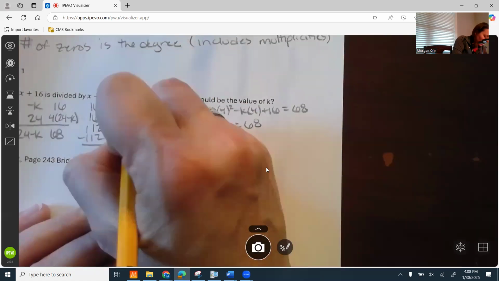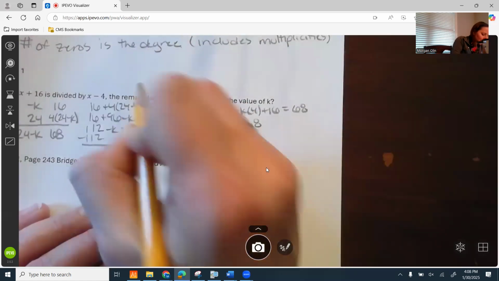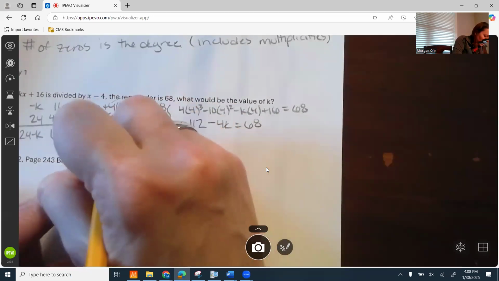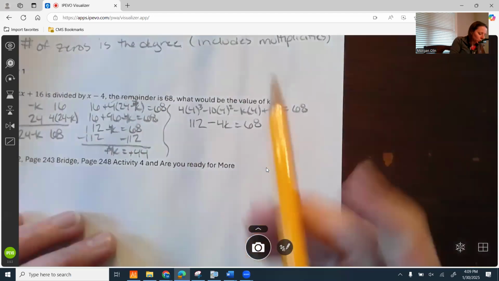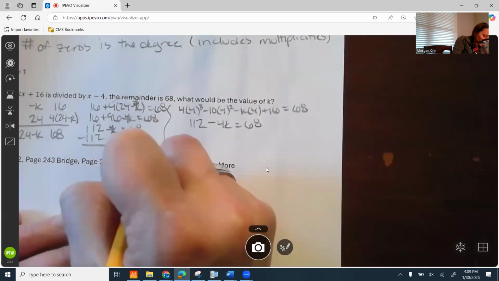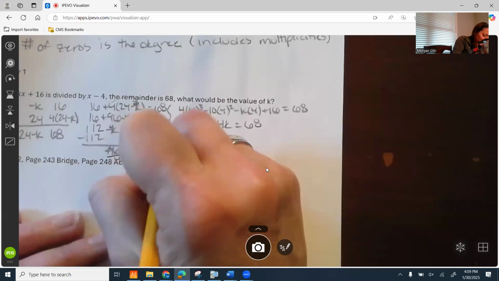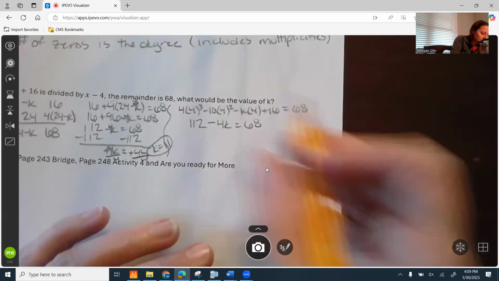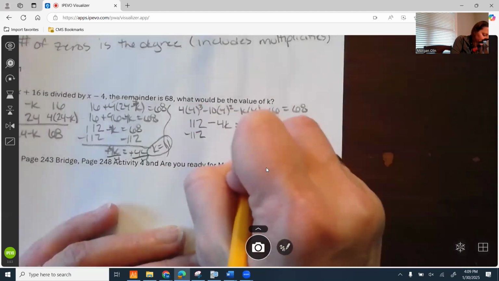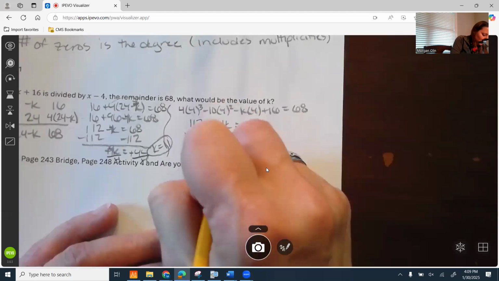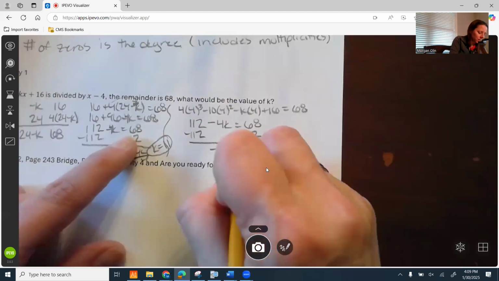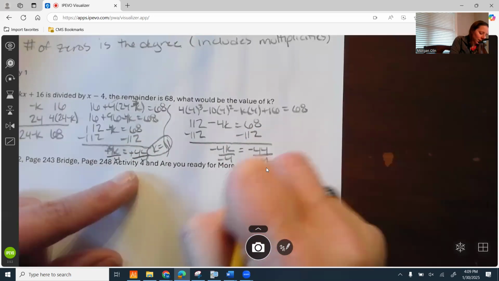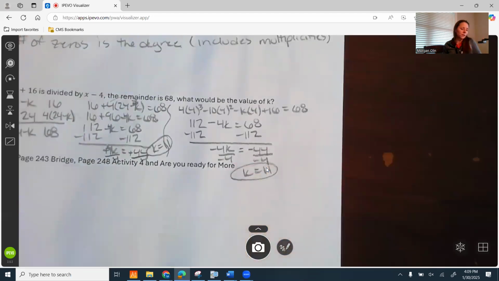Oh, and by the way, I'm sorry, I messed up here. Let me go back. I should have distributed the 4 to here. So that's 4k. So really, when I divide by negative 4, k equals 11. I apologize for that. So k is actually 11, not 44. So now when I subtract 112 from 68, you see the same equation right here, equals negative 44. And when I divide by negative 4, you get k equaling 11 right there.